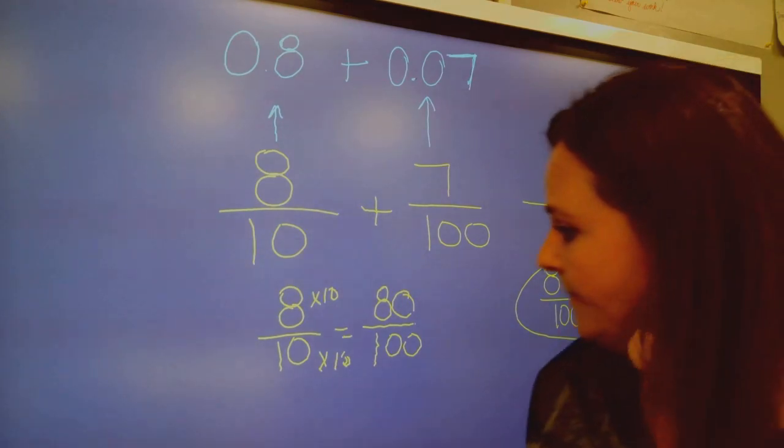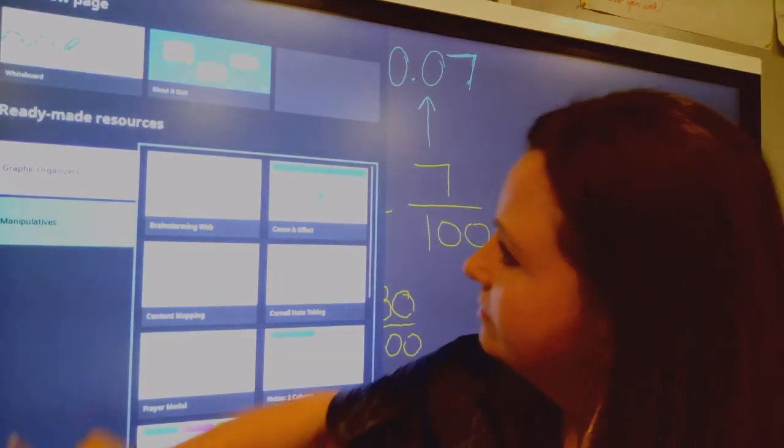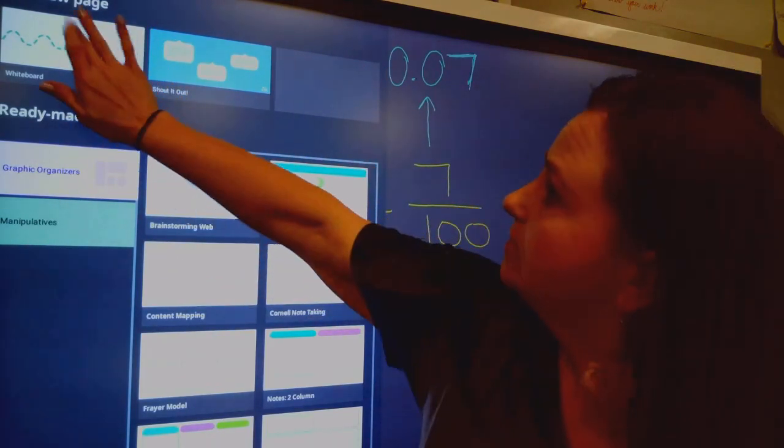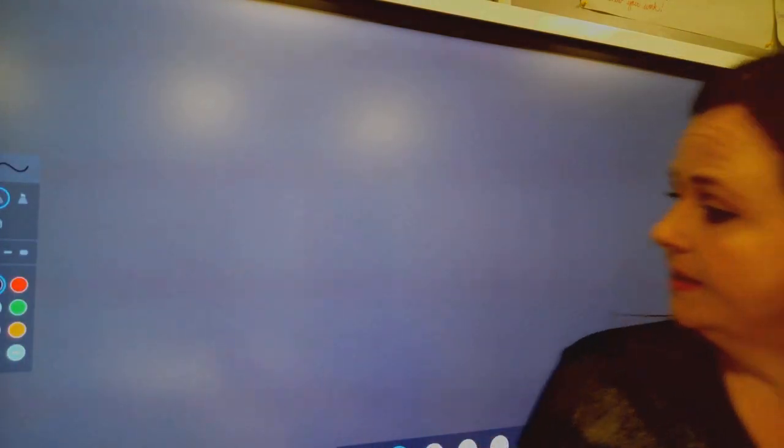All right, so, on another page, just like this. Give me a page. All right. We will also look at number 7 together.